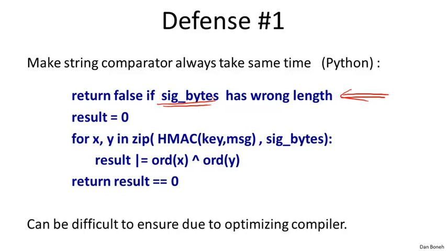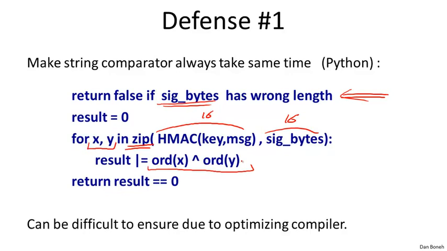But now if the signature bytes really do have the correct length, we implement our own comparator that always takes the same amount of time to compare the two strings. In particular, this uses the zip function in Python, which, if you give it two 16-byte strings, will create 16 pairs of bytes. So it creates a list of 16 elements where each element is a pair of bytes, one taken from the left and one taken from the right. And then you loop through this list of pairs.